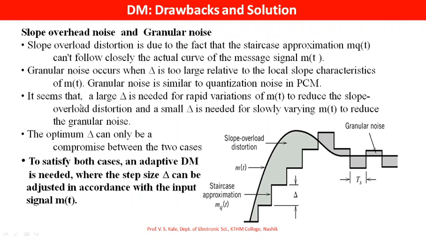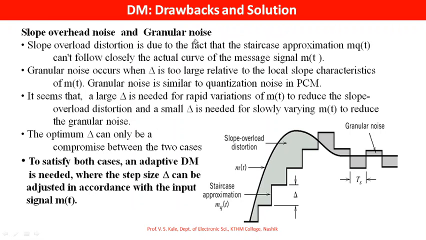It seems that a large delta is needed for rapid variation of m of t. Here a large delta, that is, the step size is to be increased to reduce the overload distortion, and a small delta is needed for slowly varying m of t. If slowly varying m of t is there, a very small delta is to be there. The step size is to be very small to reduce the granular noise. The optimum delta can only be a compromise between the two cases.